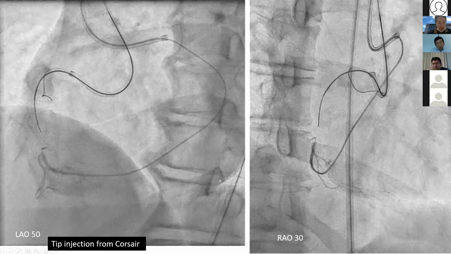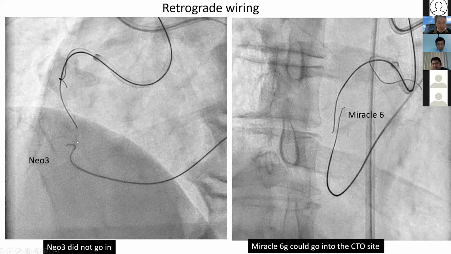And then I exchanged the Sasuke for the Corsair again, and this is the tip injection of the Corsair. This is the aerial view. It's not bad, almost there. And I started to use Neo 3 because of the unknown entry and unknown route. But I could not go into the CTO part.